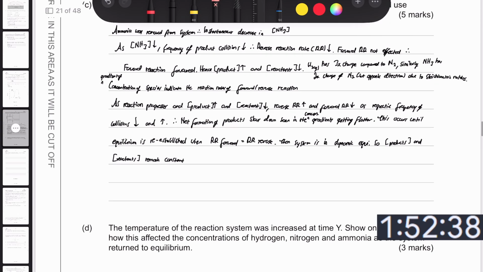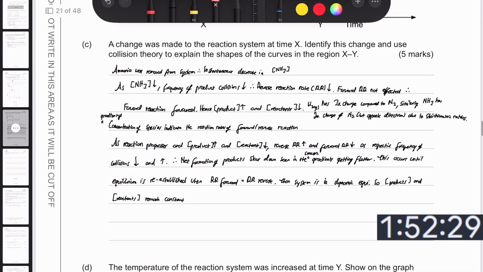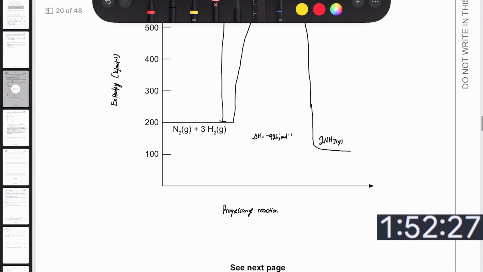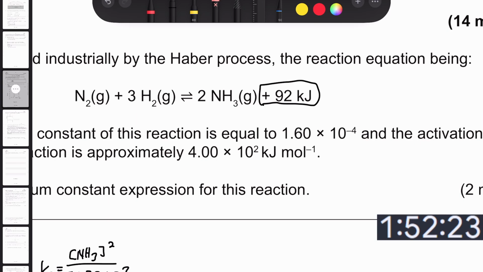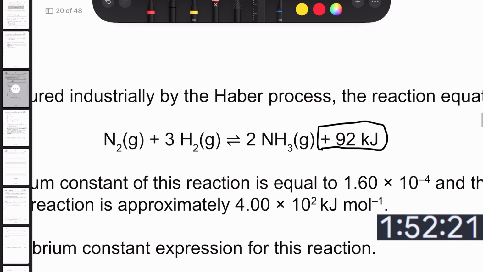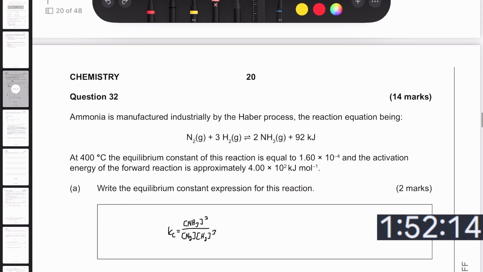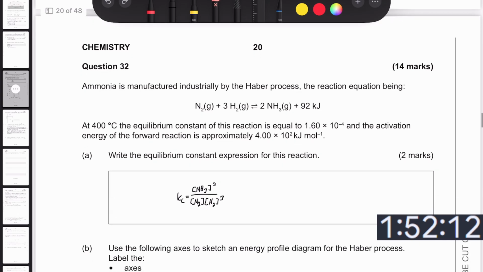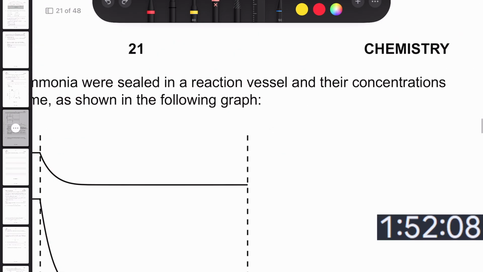The temperature of the system was increased at time y. Show on the graph how this affected the concentrations of hydrogen, nitrogen, and ammonia as the system returned to equilibrium. So temperature increased, so we're gonna go to the left because we're gonna want to absorb it. So let's say N2 increased by some amount.